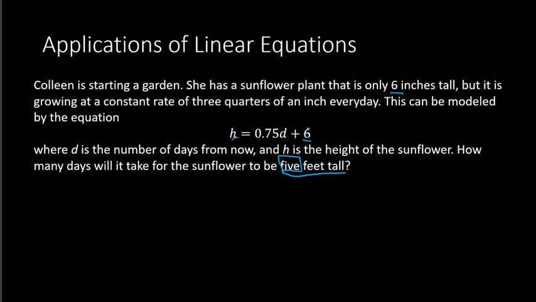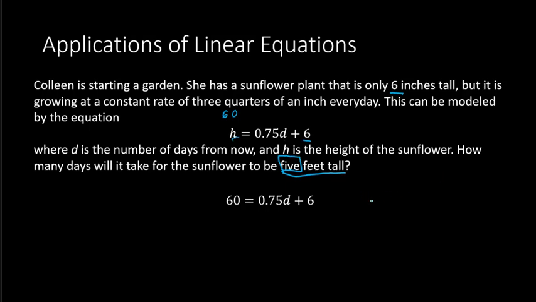So your word problem probably should have clarified, but be wary of that, as you might need to convert. So we do want h in inches. So 5 feet would be 5 times 12, or 60 inches. So we're actually going to plug in 60 for h. So what we have is 60 equals 0.75d plus 6. Now when you solve this, we're trying to solve for d to figure out the number of days in which the sunflower will be 5 feet tall.